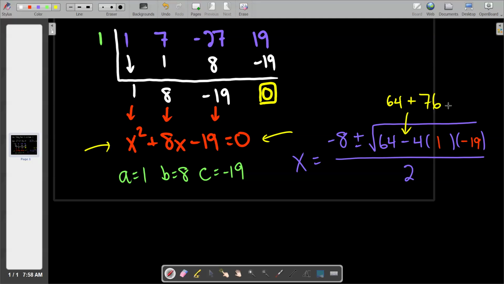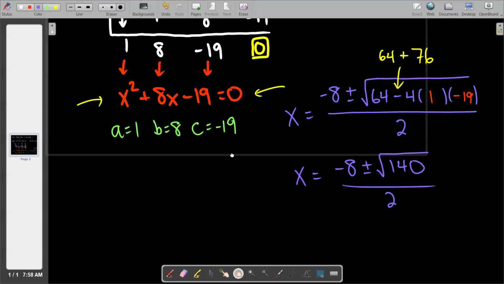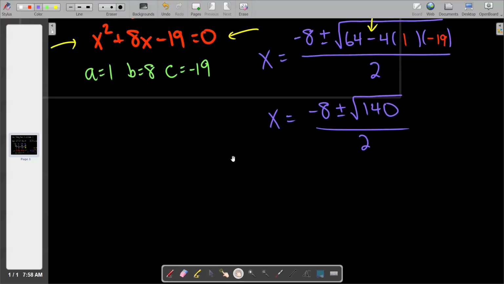76. Good. So we can head to the next step, and this is where we get a good look at it and decide, do we need to go further or are we done? So let's take a peek at what we get. We get -8 plus or minus the square root of, I believe that's 140, all divided by 2. The reason we've been practicing the quadratic formula is so that we can work out the kinks. And what can you tell me about 140?